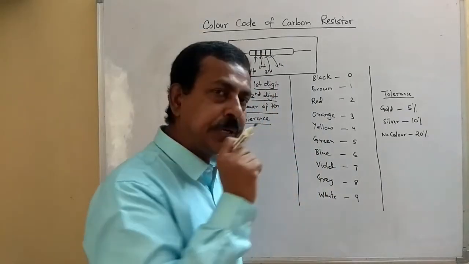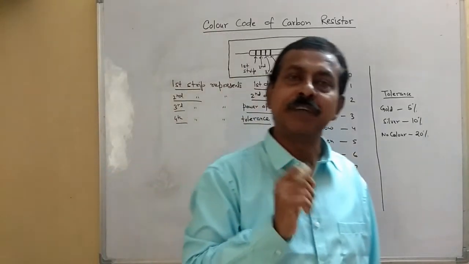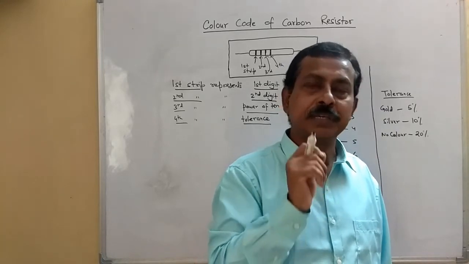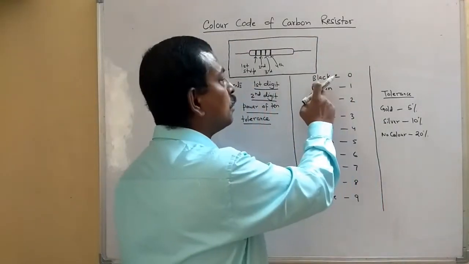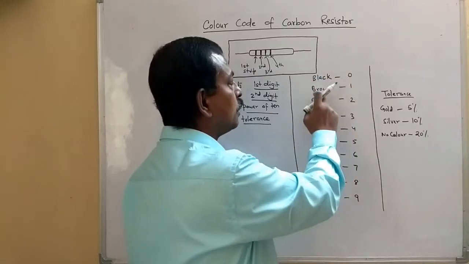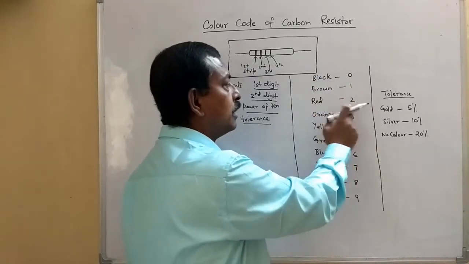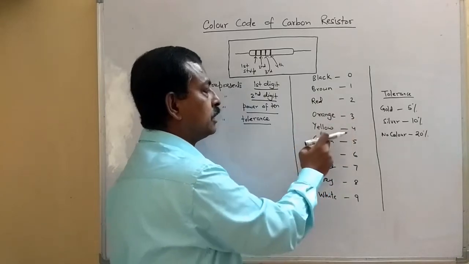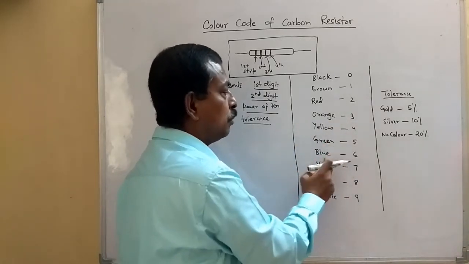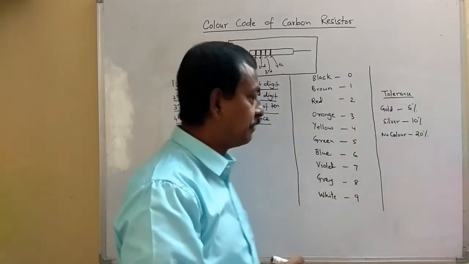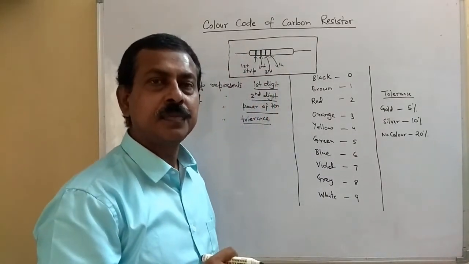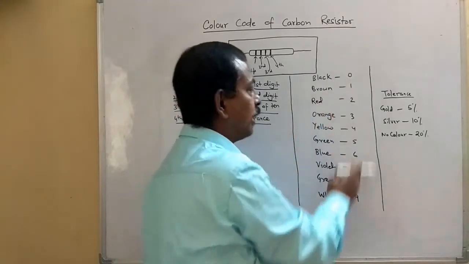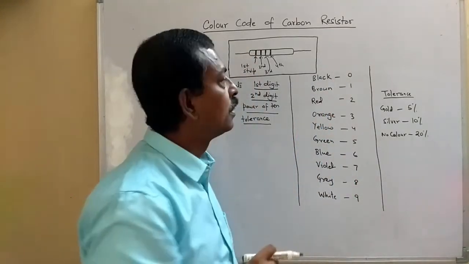Here, different colors have been assigned different values, like different digits. Black has been given 0, brown is assigned 1, red 2, orange 3, yellow 4, green 5, blue 6, violet 7, grey 8 and white 9. So for different colors, their values are here.